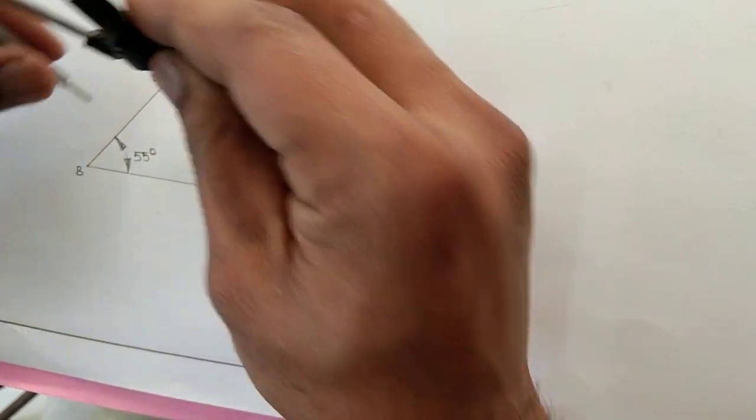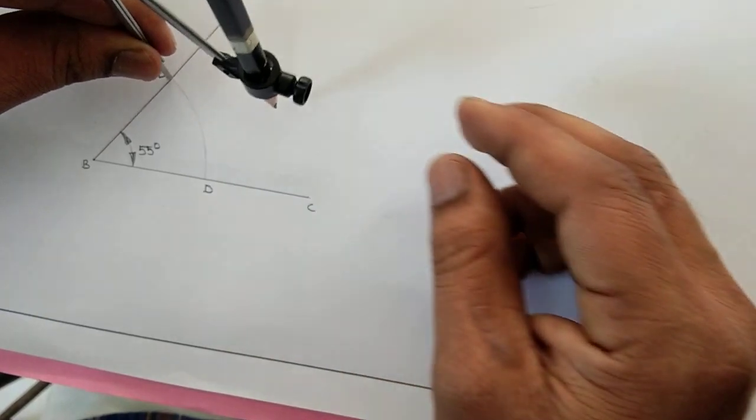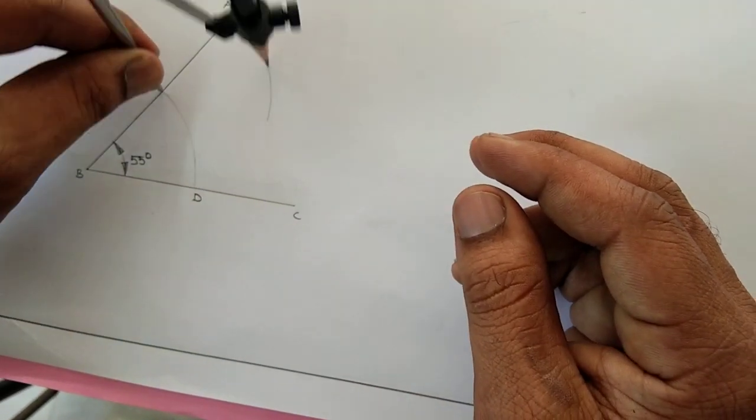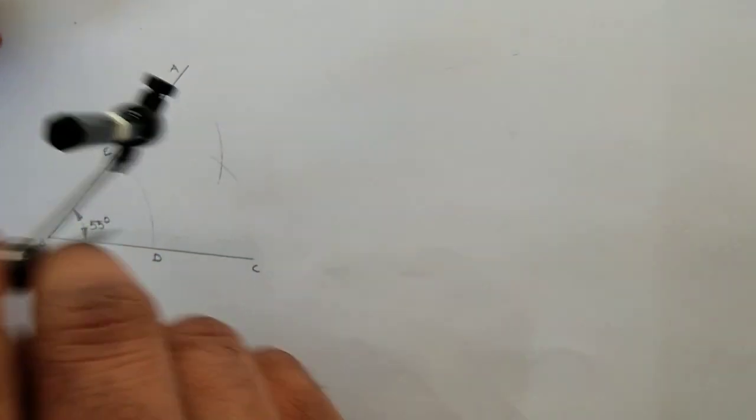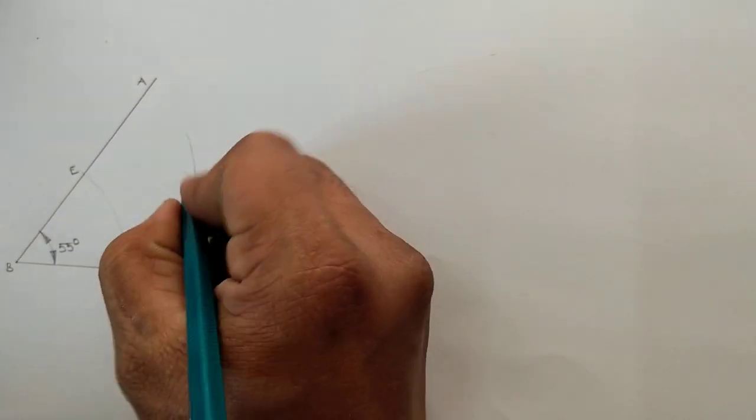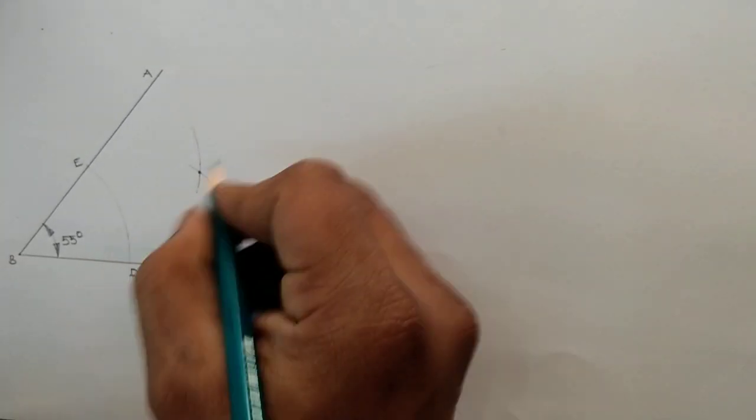We can take the same dimension, either BD or BE, as radius, with point E as center, and draw an arc here. With the same dimension as radius and this point as center, cut the previous arc. So here we will get another point. We can call it F.